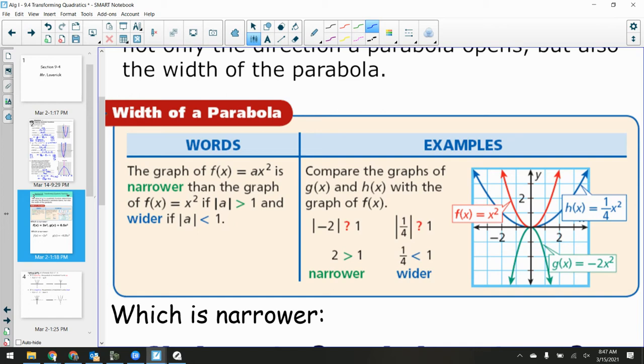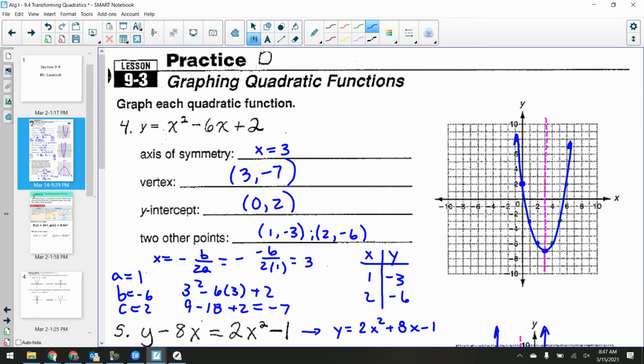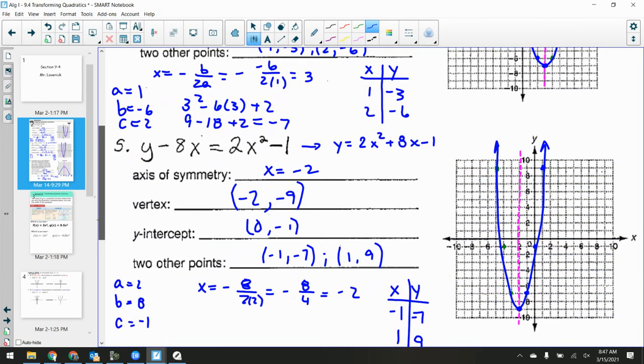Let me actually show you by way of the example on our homework. Everybody take a look up on the screen real quick. Take a look at this parabola. What's the a value? 1. What's the a value for the next one?